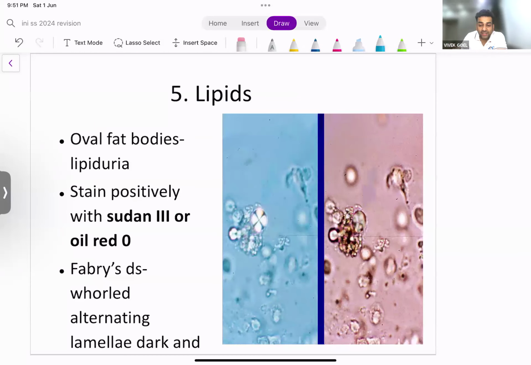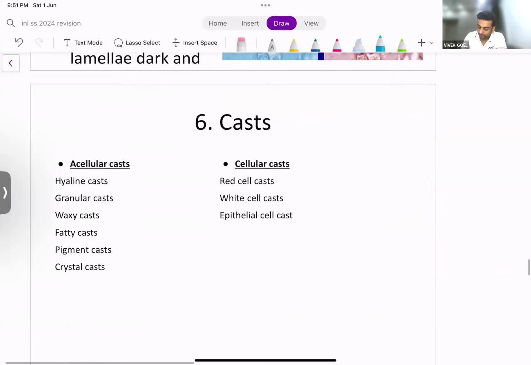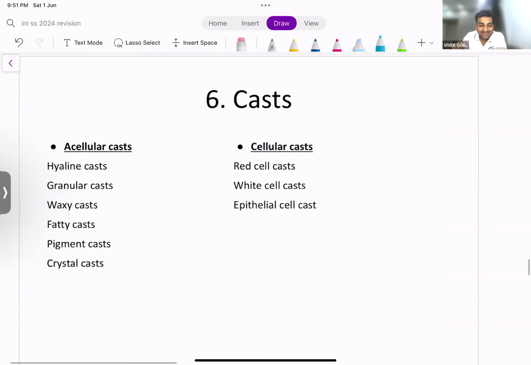Now, lipiduria is seen, of course, classically in nephrotic syndrome. It stains positive with the Sudan 3 dye, and there could be oval fat bodies in the urine. Now, coming to casts in the urine, casts again are very, very important. The cellular cast could be RBC cast, WBC cast, or epithelial cast. And the acellular cast could be hyaline cast, which is the most common cast. It is seen even in normal urine. It could be seen in dehydration.